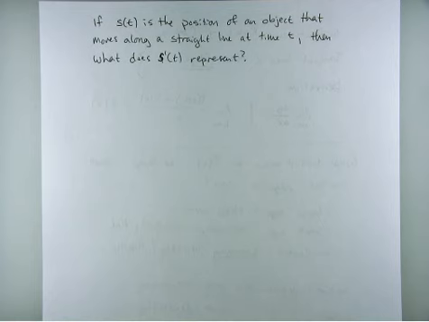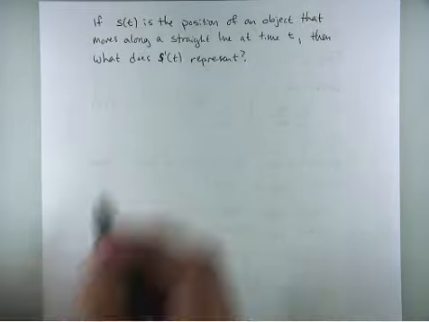So s of t is the position at a specific time. So what might s prime of t represent? Speed. Yeah, how fast it's going, right? So position is changing, right? Position is s. So the change in the outputs is a change in position. And the input is time. So the change in inputs is a change in time. So the derivative here is going to represent an instantaneous rate of change in position with respect to time, right?